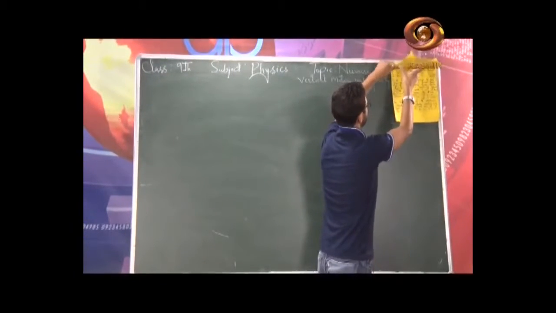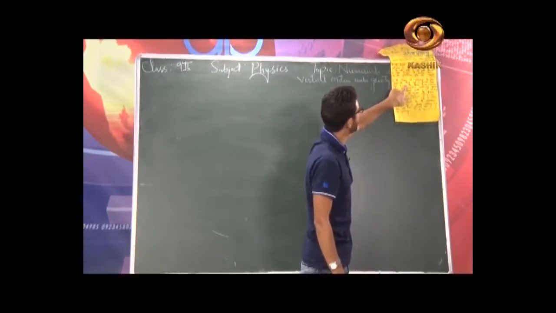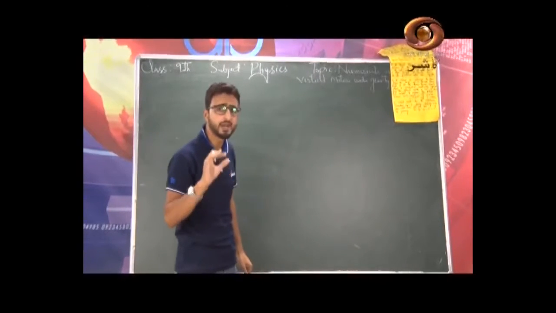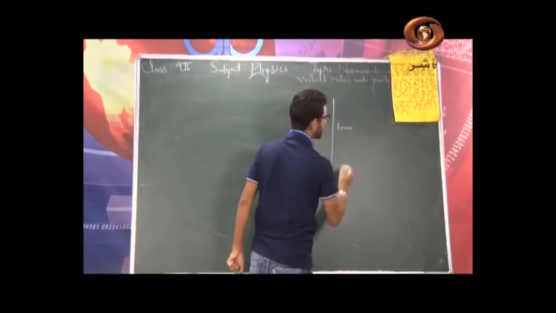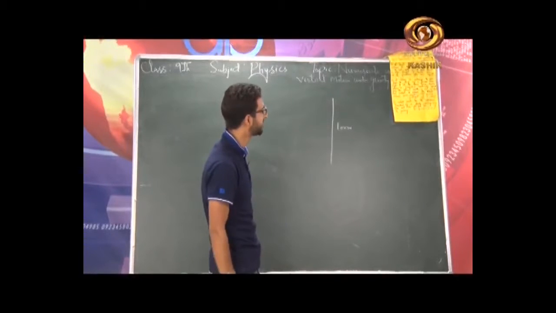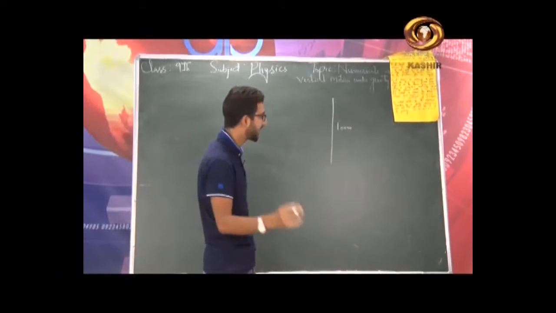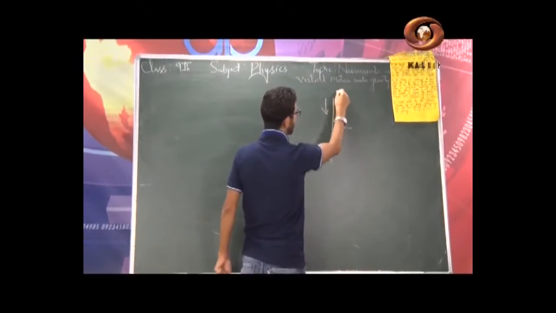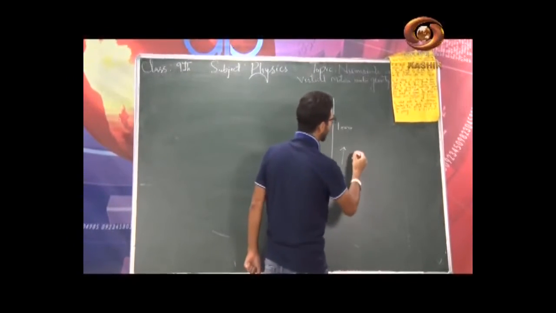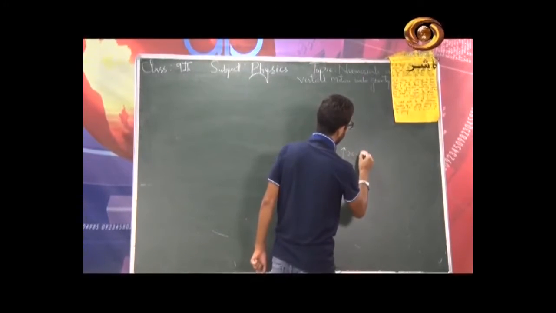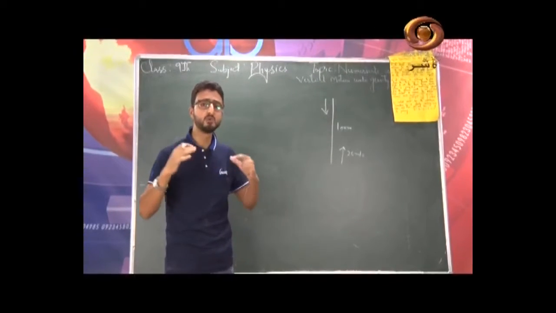So here we go with this very question. A stone is allowed to fall from the top of a tower 100 meter high. Here we have a tower that is 100 meter high. Suppose this is the height of the tower. Let's try to make first the free body diagram. At the same time, another stone is projected vertically upwards from the ground with an initial velocity of 25 meter per second. Calculate when and where the two bodies will meet.